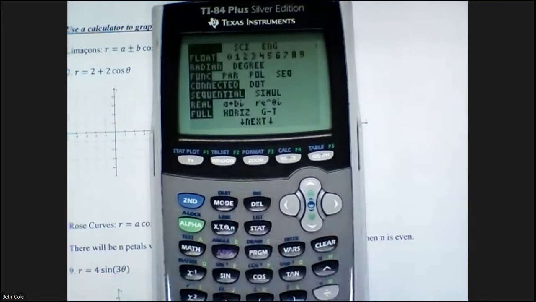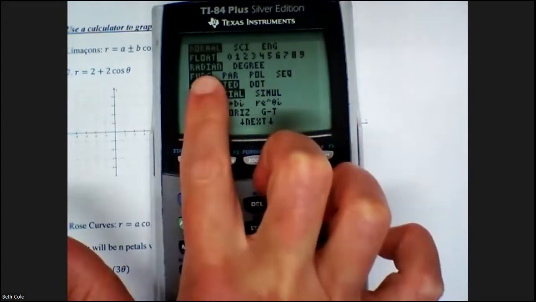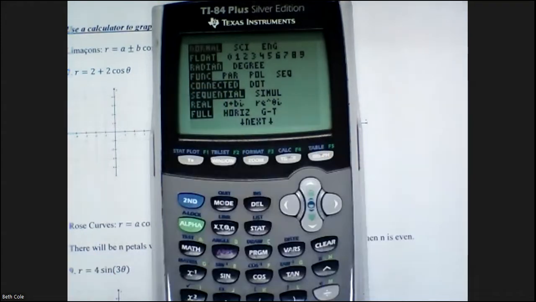Okay. But you go to mode. You need to be in radian mode. This is a switch from earlier this year. Please make sure it says radian. Radian is the default. If you clear the memory of the calculator, it will put it back in radian. So it should be in radian, but if it's not, go ahead and put it in radian mode.